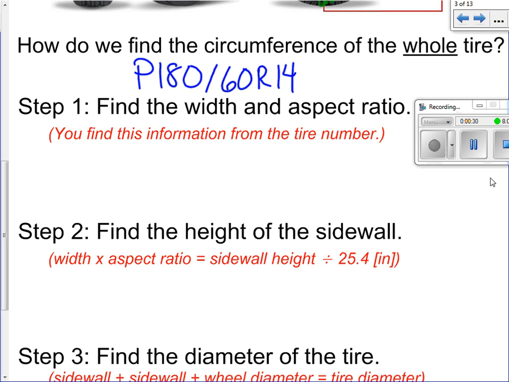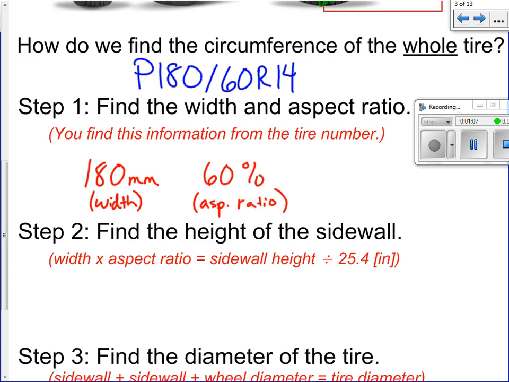All right. So the first thing we need to do is find the width and the aspect ratio. As you can see, I kind of gave you a hint. All we got to do is just get that information from the number. By now we should be used to it. So the width is going to be 180, and remember that's millimeters. And the aspect ratio for this one is going to be 60%. All right, and that's step one. So we just read the tire number, pull that information out, and we move on to step two.